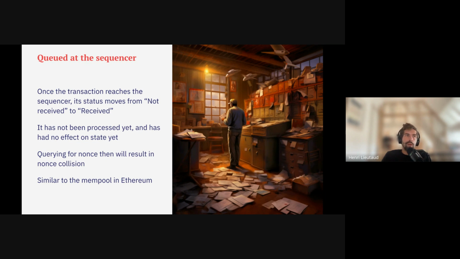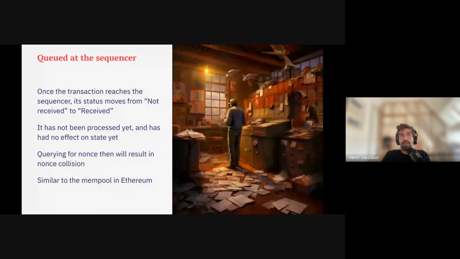And one example of nonce abstraction I really like is having multi-dimensional nonces. Instead of having one nonce, you could have two. And with this, you'll solve already a lot of problems, because if you need to send parallel transactions with the same account, you can just use one nonce as the index, and the second one as a way to sequence transactions on those indexes.